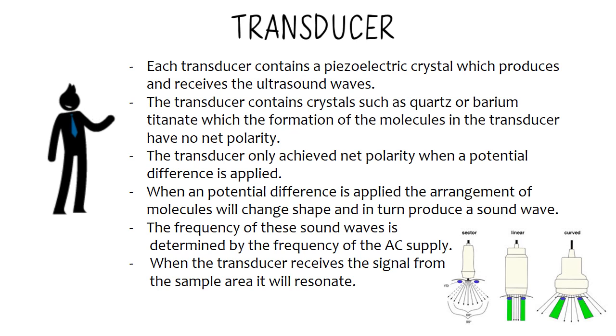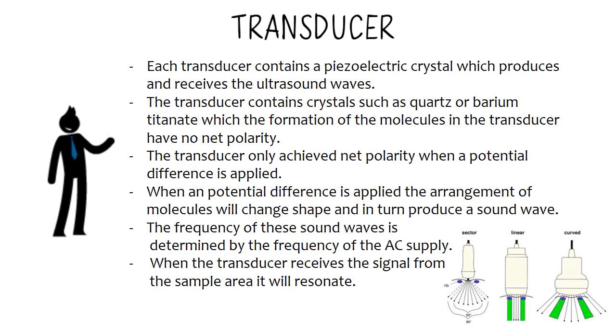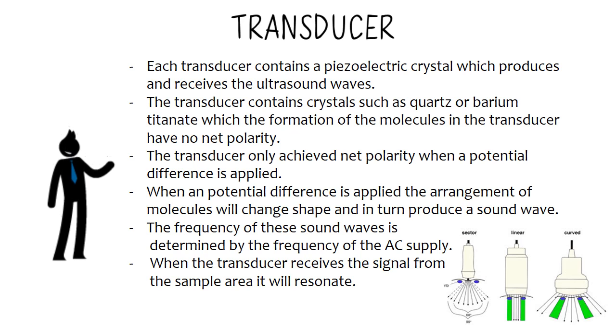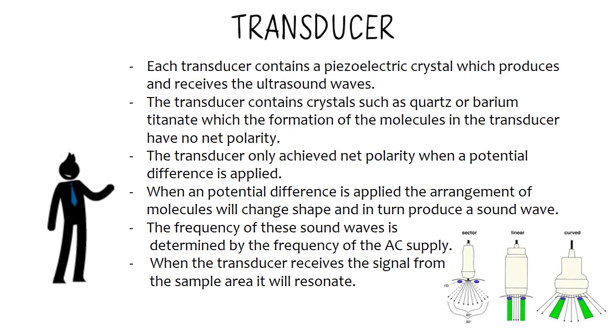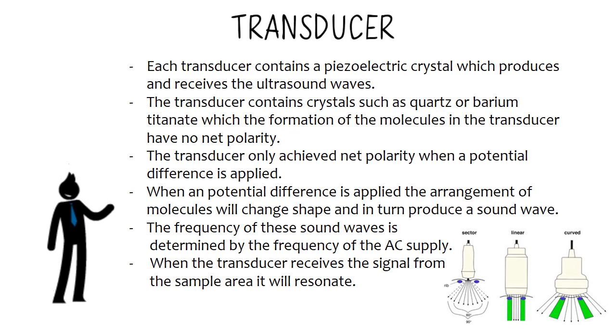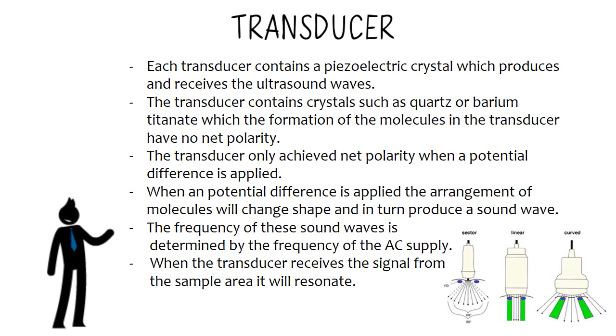So when a potential difference is applied, the arrangement of molecules will change shape and in turn produce a sound wave. The frequency of the sound wave is determined by the frequency of the AC supply or the potential difference. When the transducer receives the signal from the sample area, it will then resonate.